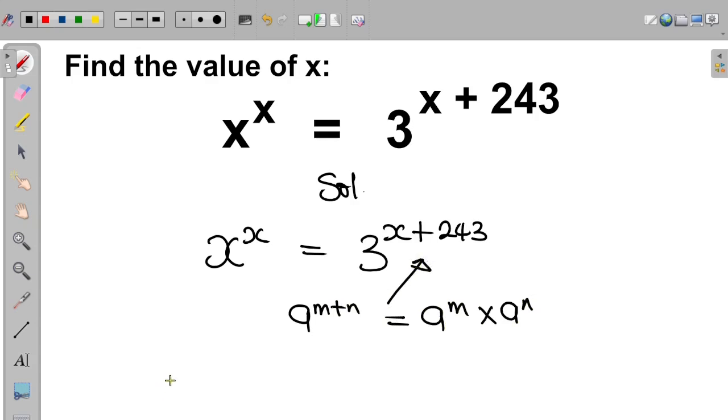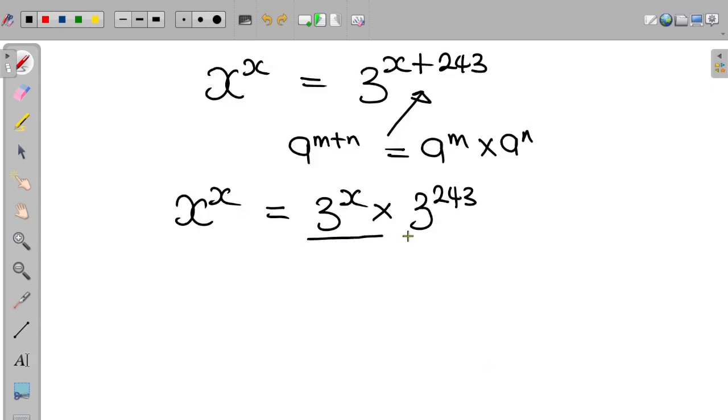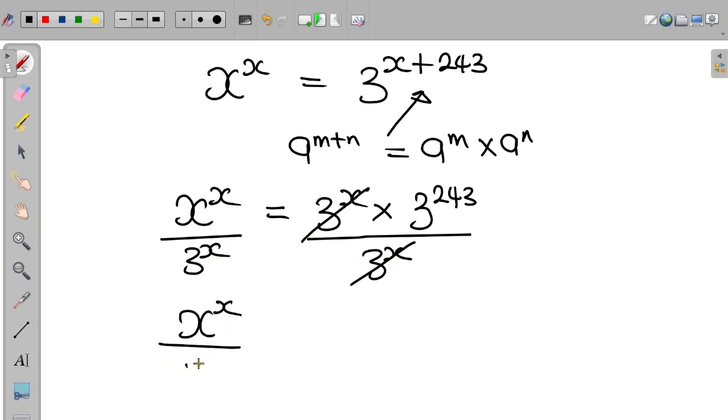Thus, we have that x to the power of x is equal to 3 to the power of x times 3 to the power of 243. So at this point, we will divide both sides by 3 to the power of x. So 3 to the power of x will cancel out. So we have that x to the power of x divided by 3 to the power of x is equal to 3 to the power of 243.